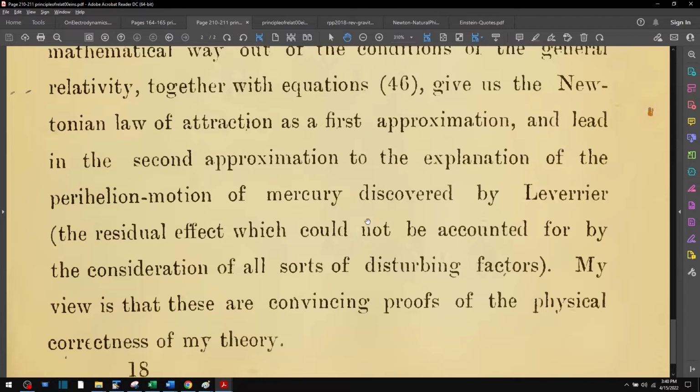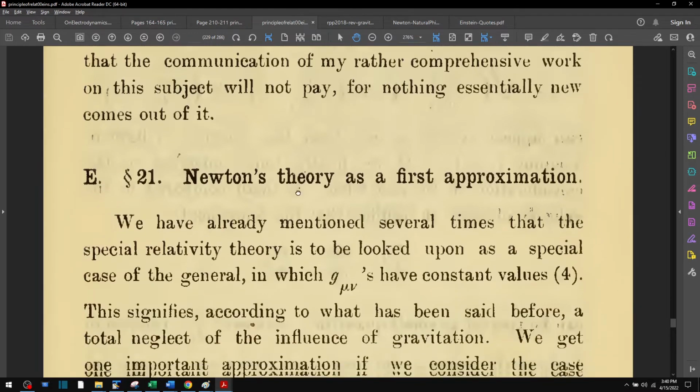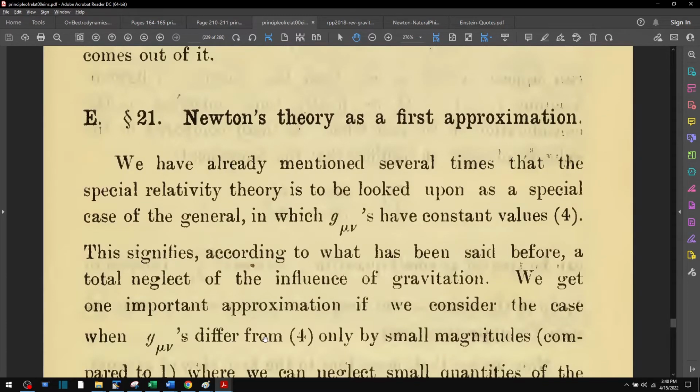He is flat out telling you that the fact that general relativity agrees with Newtonian gravitation is proof of the correctness of the theory of general relativity. Flat out saying it right there. Oh, and wait. If that wasn't enough, then we move on to section 21 of general relativity. Newton's theory is a first approximation, and he goes on to further discuss how his theory of general relativity agrees with the Newtonian theory of gravitation.